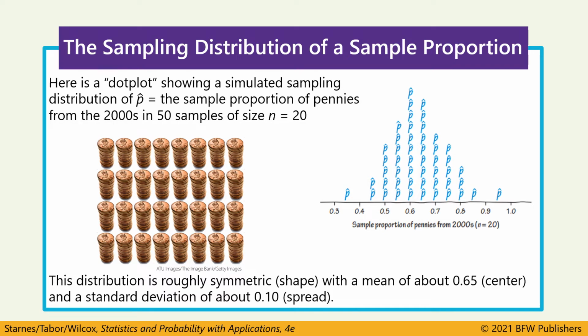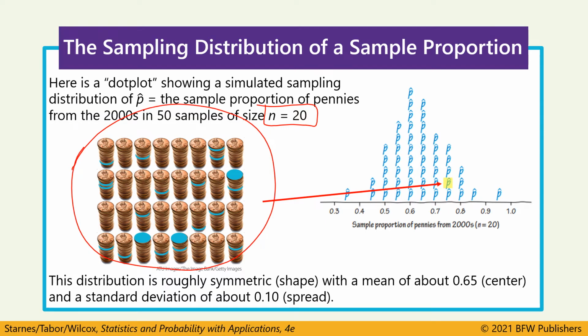Here's an example of a partial sampling distribution showing the proportion of pennies minted in the 2000s in 50 samples of size n equals 20. So each one of these p hats here is a sample of 20 pennies from our population. Okay, the population is over here. We randomly pick 20, and we find what proportion of those 20 were from the 2000s. In this particular example, we got around 75%.